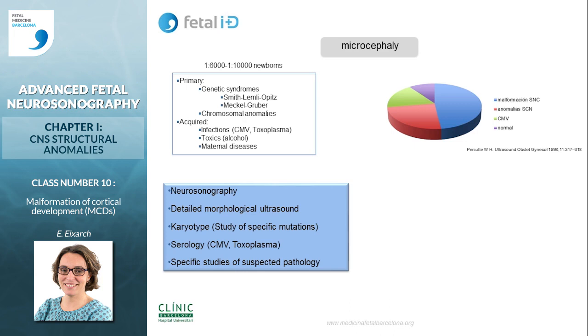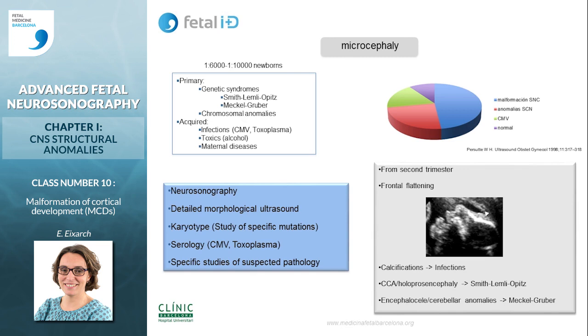And what is the image seen in microcephaly? We will see it typically from the second trimester of gestation, and it is typical to see a frontal flattening due to the hypoplasia of frontal lobes. In case there are underlying pathologies, we could find, for example, calcifications in the case of infections. If it is a Smith-Lemli-Opitz, we will see corpus callosum agenesis or holoprosencephaly, or we could find encephalocele or cerebellar anomalies in the case it is Meckel-Gruber syndrome.